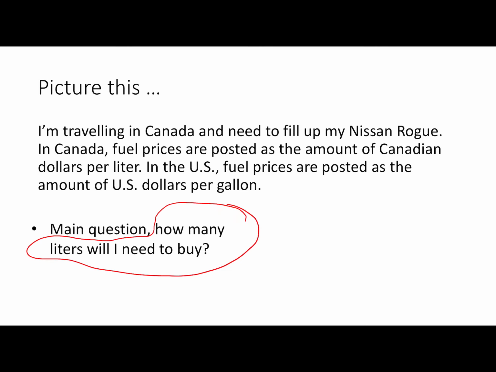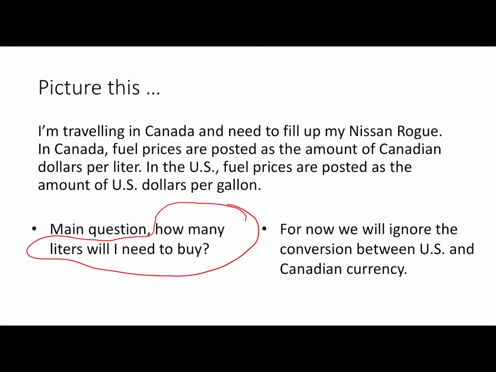So the main question here is, how many liters am I going to need to buy? Right? That is what we need to answer. There's another question that comes up, which is how do we convert between Canadian currency and US currency? And we're not going to worry about that. We're just going to ignore that for now. Okay, we're just going to focus on how many liters I need to purchase to fill my tank.